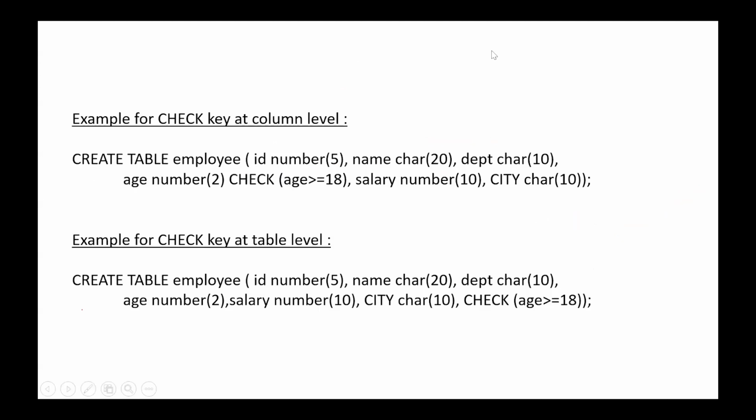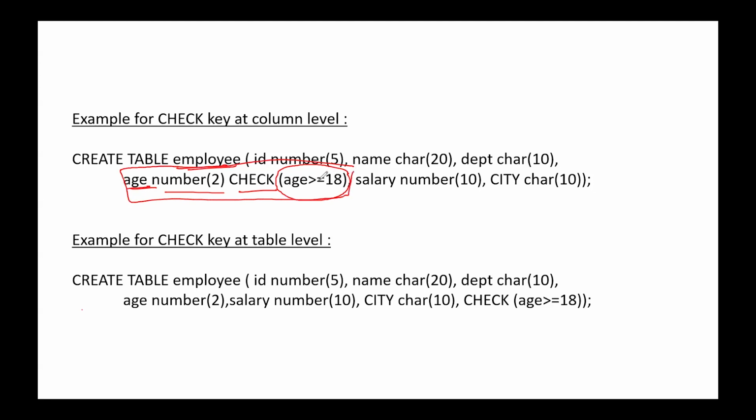Right? So see here the column level as well as the table level. Here I have created the table employee, ID, name, character, department. Here I'm putting this check constraint. I have declared age, data type, then check, and then I have mentioned the age is greater than or equal to 18. Since it is an employee, I want all my employees to be greater than or equal to 18 years of age. So this I have applied at the column level.